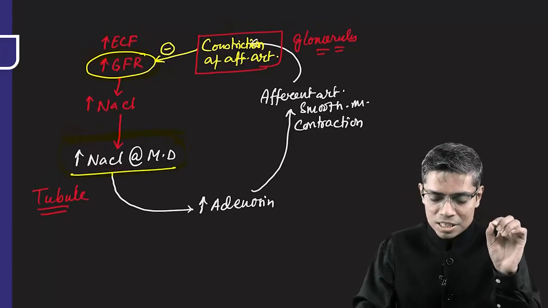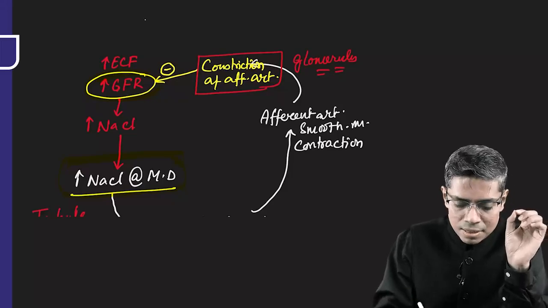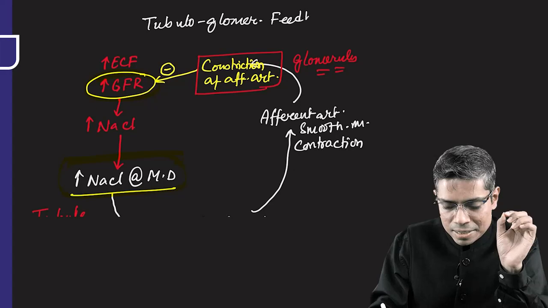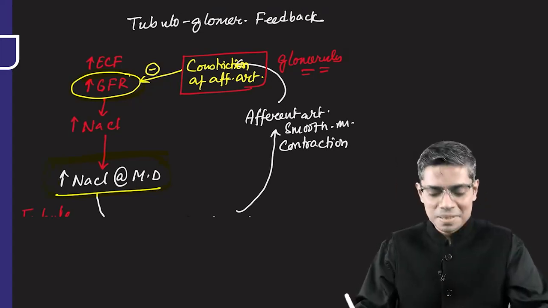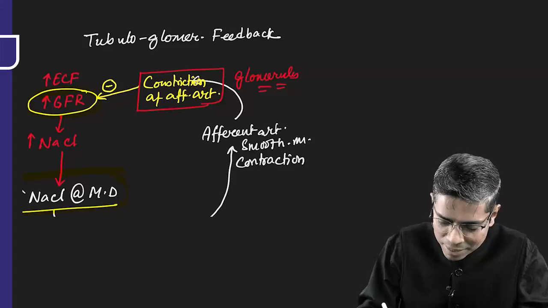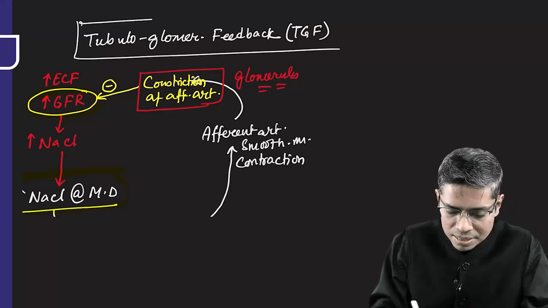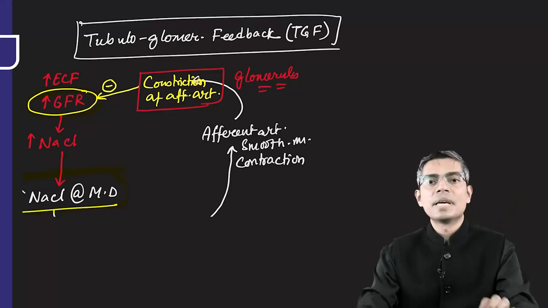That's why the name of this feedback mechanism is the tubulo-glomerular feedback mechanism. So this is the very famous tubulo-glomerular feedback mechanism, or TGF mechanism, that we discussed in the previous class, that this is a mechanism of auto-regulation of GFR. I told you that there are two main mechanisms of auto-regulation of GFR: the myogenic mechanism and the tubulo-glomerular feedback mechanism.